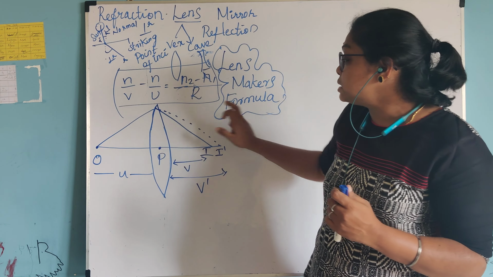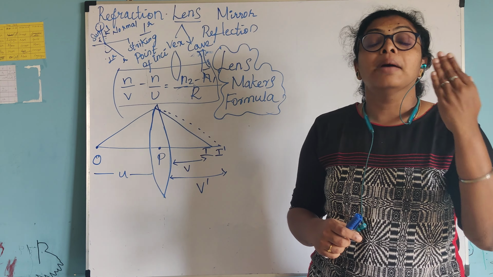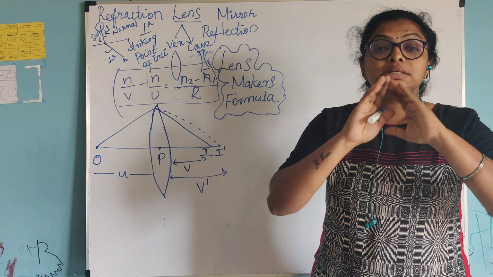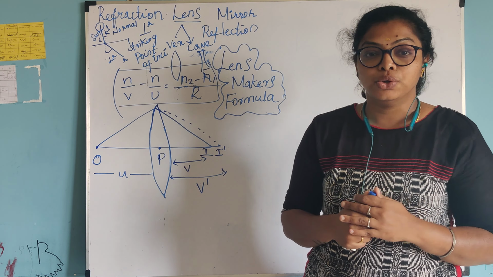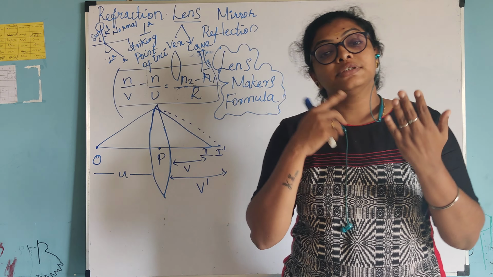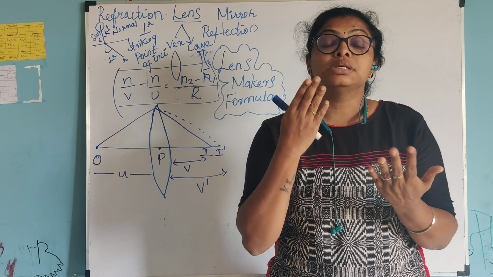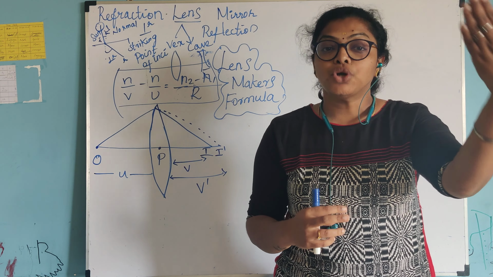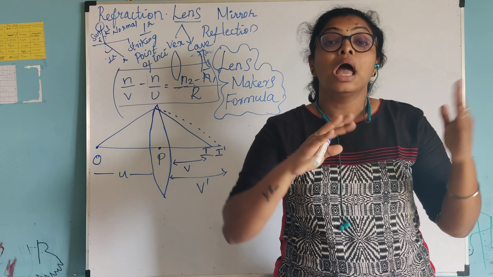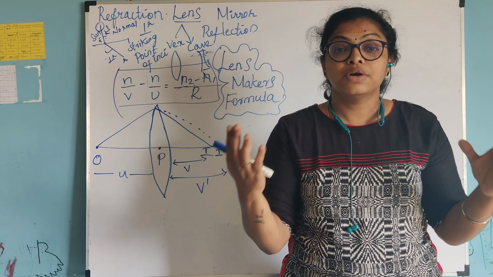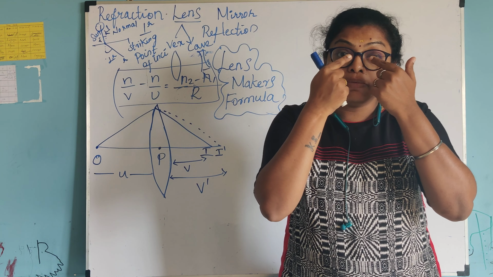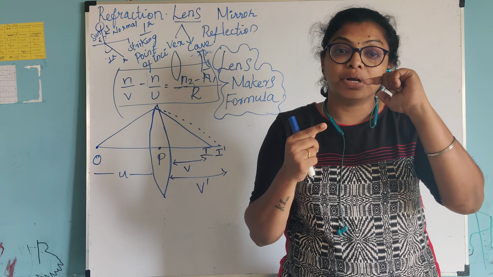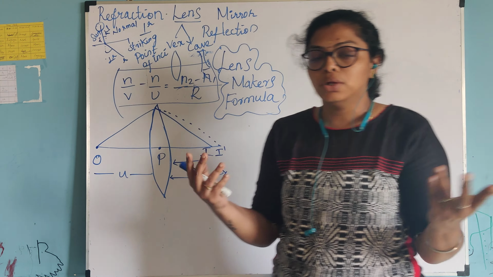Based on this lens maker's formula, they set up all the lenses which we use. In 10th you would have read about presbyopia, myopia and hypermetropia, depending on short-sightedness and long-sightedness. After the age of 40, most people use two lenses, one for reading and one for vision, all those things, right?